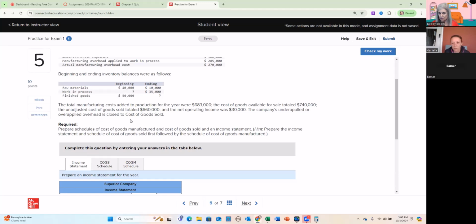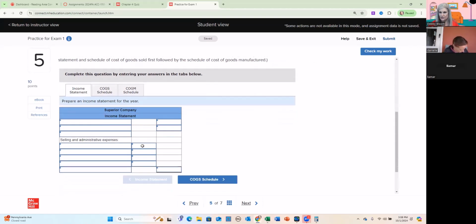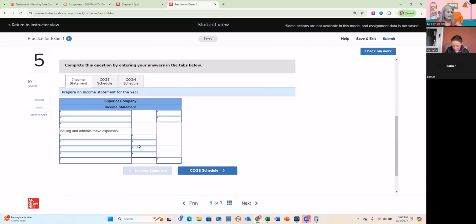The company's under or over applied overhead is closed to cost of goods sold. So it's telling us to do cost of goods manufactured and cost of goods sold in an income statement. And the hint is to prepare the income statement first, then the cost of goods sold schedule, followed by the schedule of cost of goods manufactured. As I've said many times, a very wise man once told me that when faced with a problem, fill it in with words first and then start putting the numbers against the words.